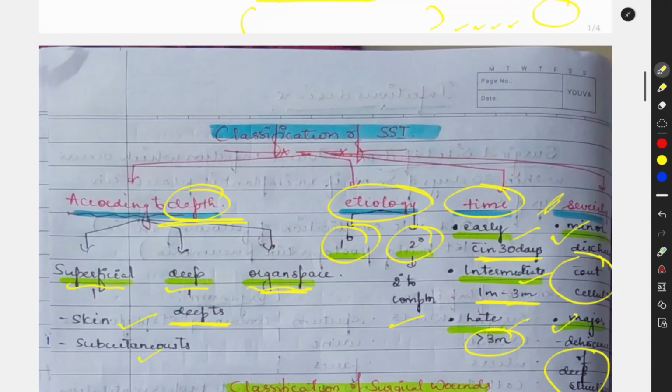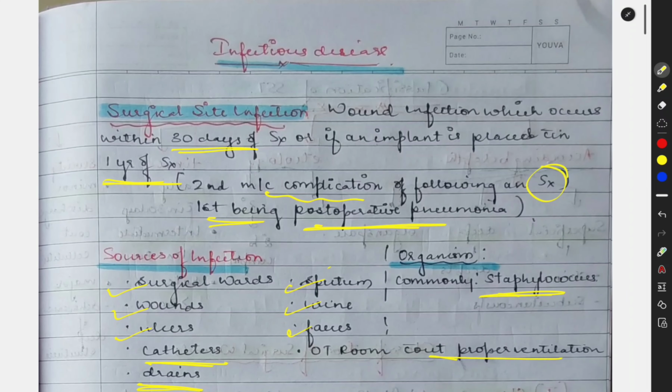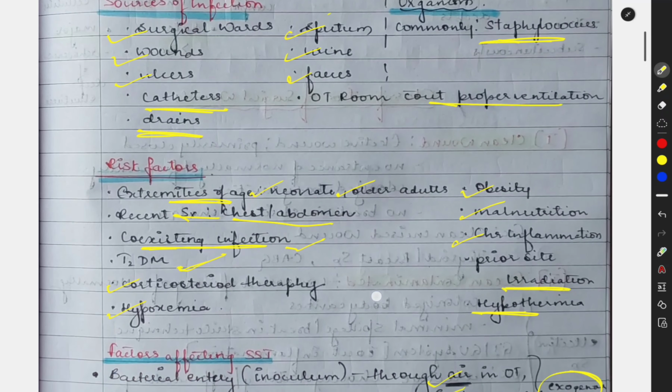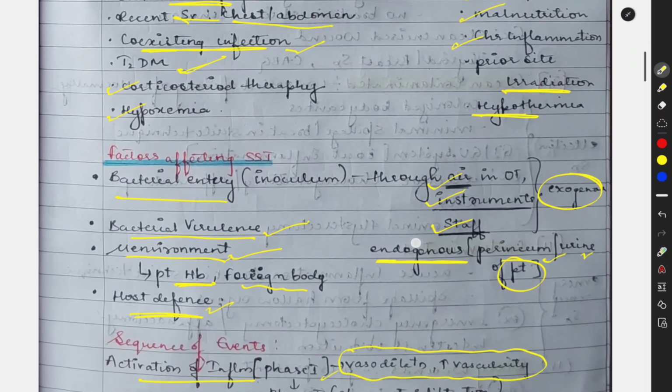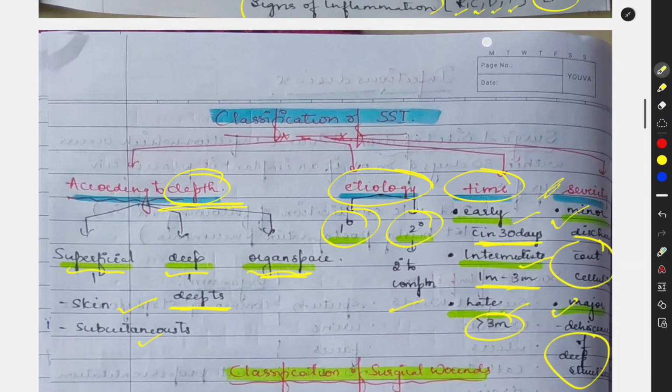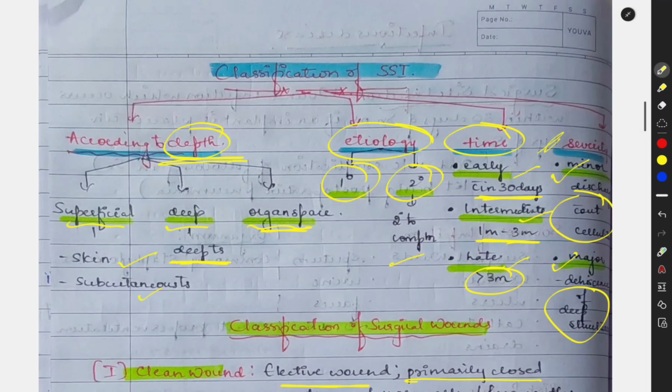Let us revise it once. Firstly, we started with the definition of surgical site infections, which is the second most common complication of any surgery. What is the organism and source of infection? The risk factors and factors affecting SSIs. Then we talked about the sequence of events involved in SSIs. Then the classification of SSI based on the depth, etiology, time and severity.